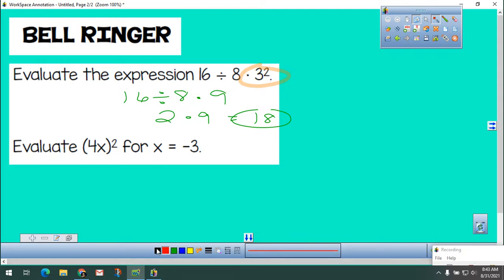For the second question, it says evaluate 4x squared for x equals negative 3. And so if I plug in negative 3 for x, and follow the order of operations, 4 times negative 3 is negative 12, and then negative 12 squared is positive 144.